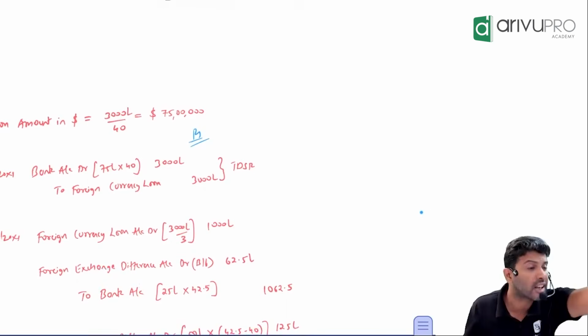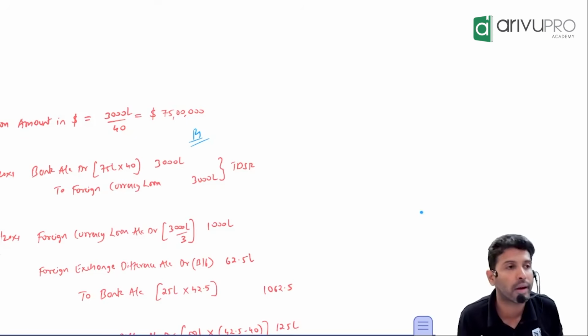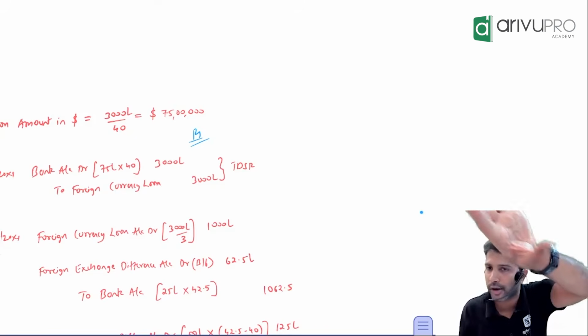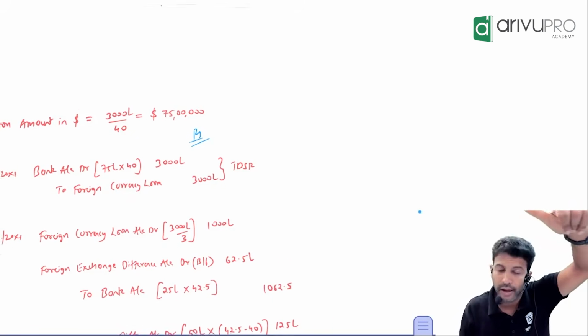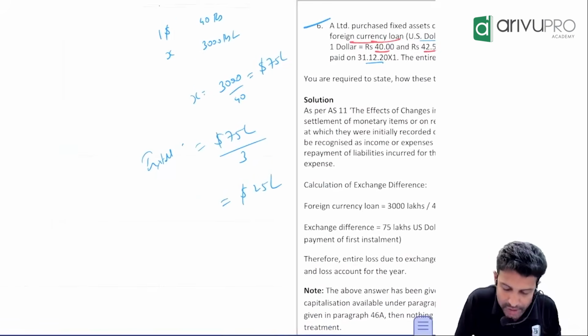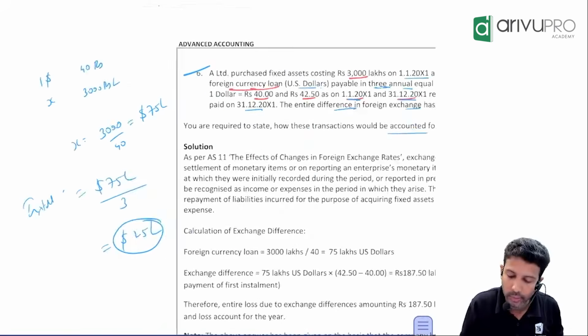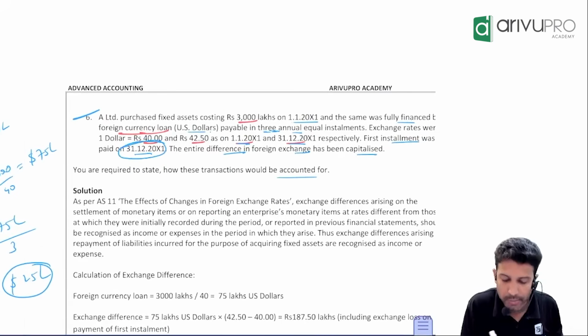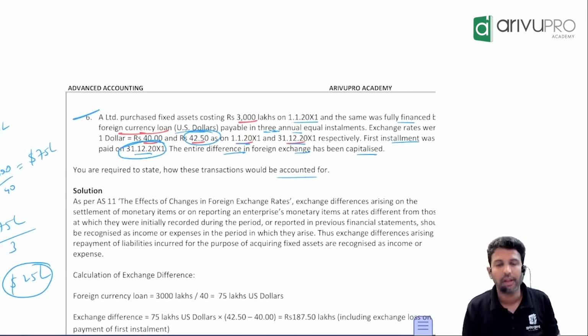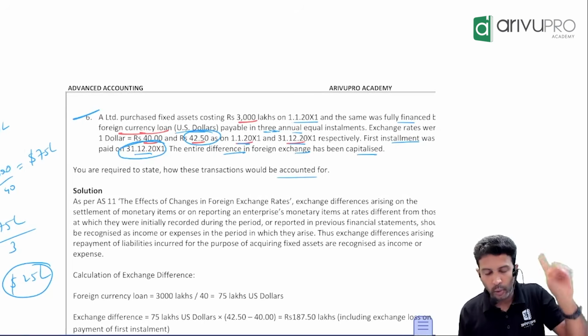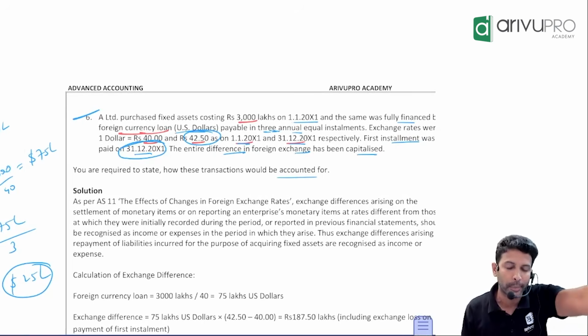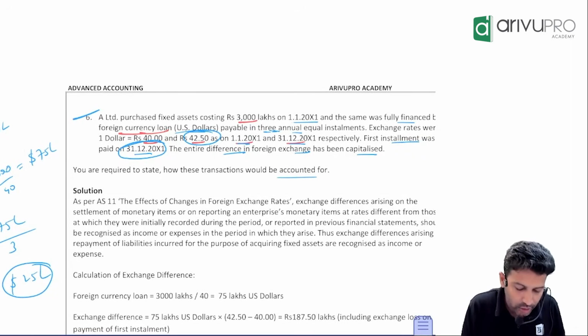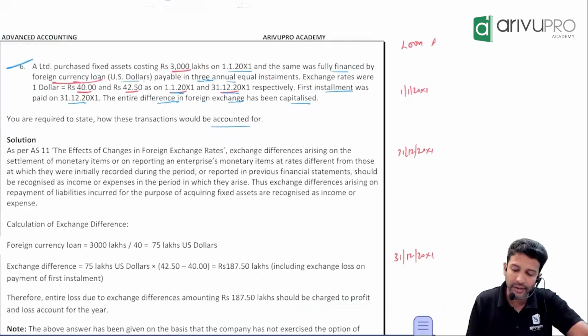One second. This is a settlement. All settlements should be recorded using the settlement date's spot rate. How much did you settle? 25 lakh dollars. When did you settle? 31st December. On 31st December, $1 is 42 rupees 50 paisa. So how much will 25 lakh dollars be?